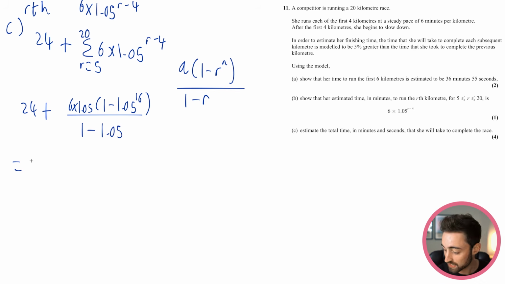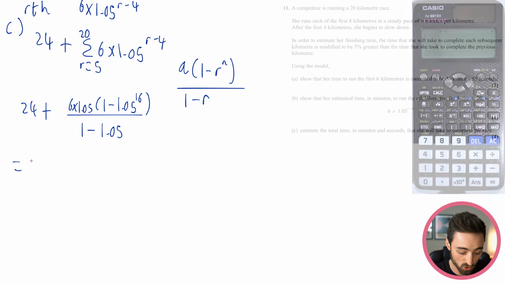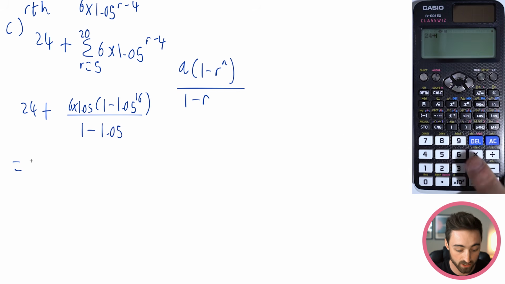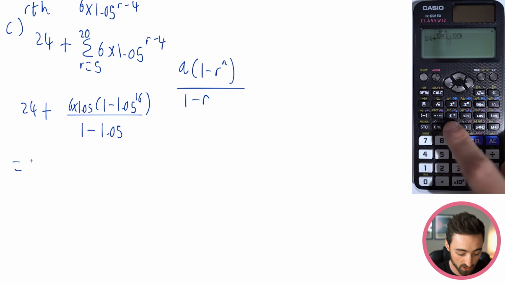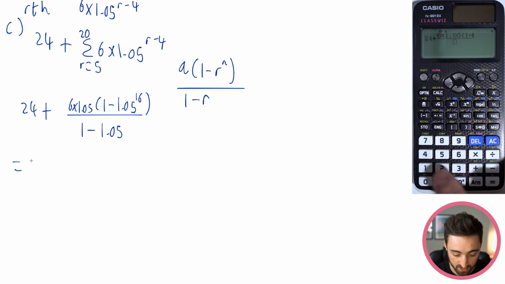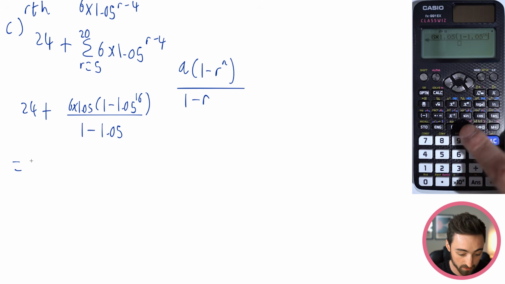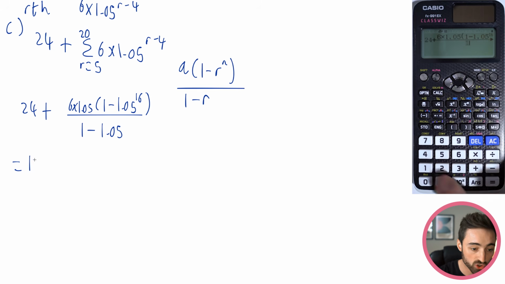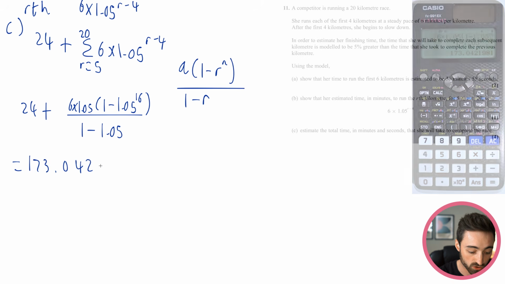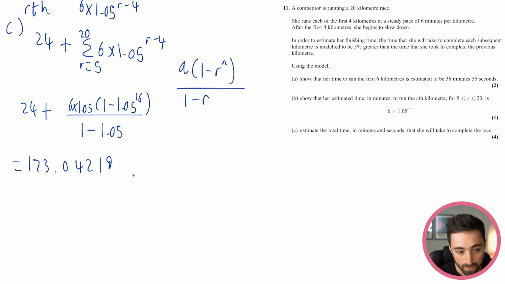Right, what have we got? Let's put this straight into the calculator. 24 plus big fraction, 6 times 1.05 times 1 minus 1.05 to the power of 16, close bracket, over 1 minus 1.05 gives me 173.04219, and so on.